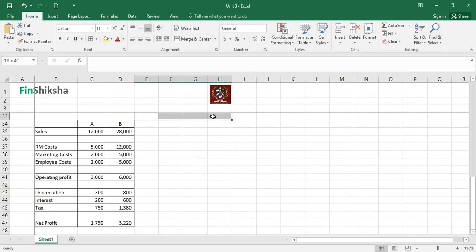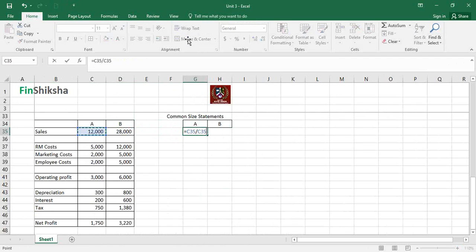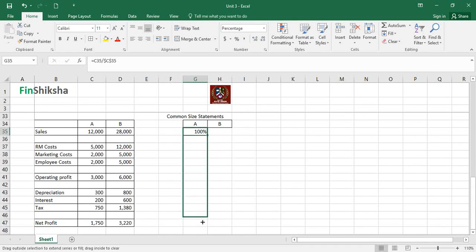If we have to build common size statements, what we are going to do is write common size statements here, and let's just write A and B here itself, right? So that's what we're going to do. We have to take sales and divide by sales, and we have to freeze the sales number. Correct? I can convert it to percentages, so that's 100%. All I need to do is drag this down.